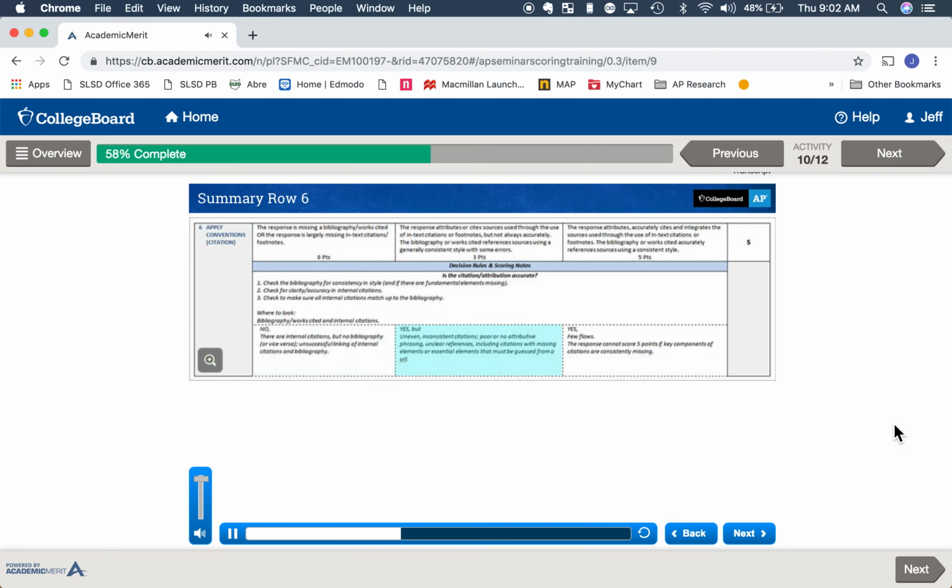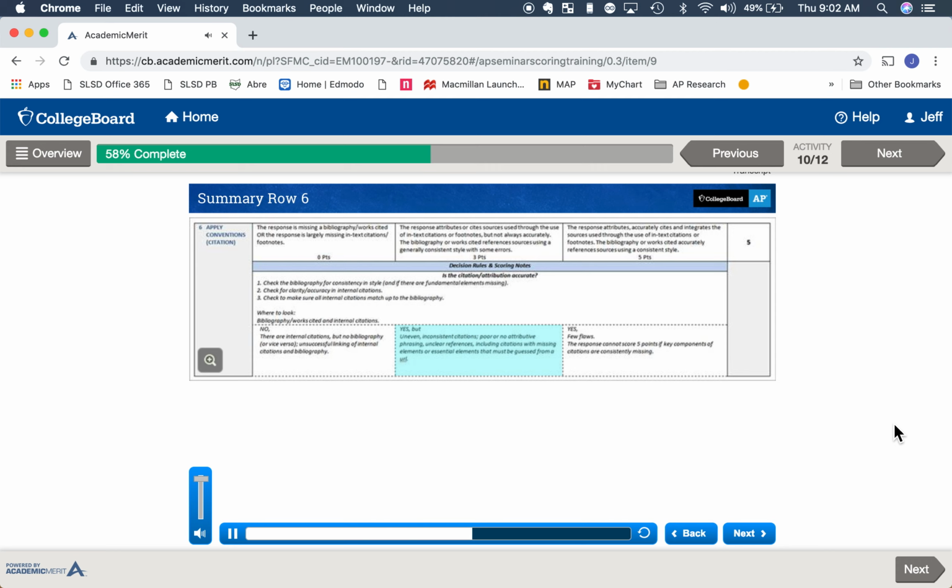A response scoring medium in this row may provide bibliographic information in a consistent style, but it may have incomplete information, for example missing authors, pages or dates. It may have sources mismatched to authors, or sources used in the argument that are not listed in the bibliography, or missing attributions where a citation should be supplied.